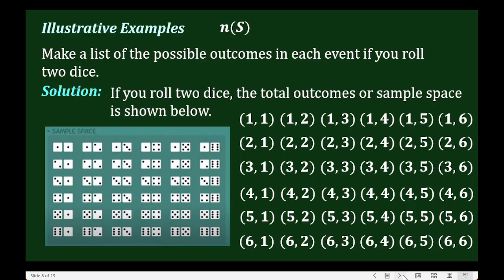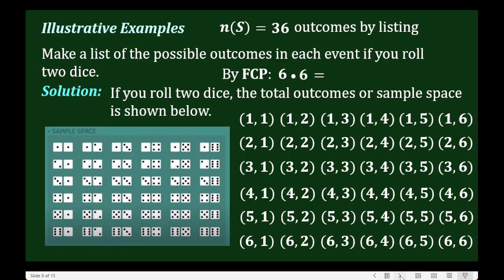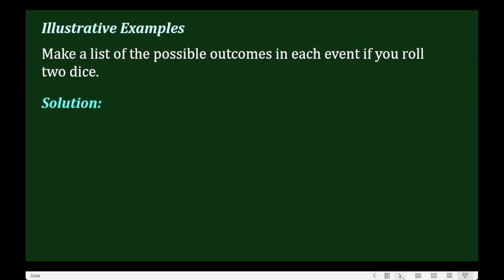So the number of elements in the sample space, which is n of S, is equal to 36. And we obtain 36 by listing. Or we could also obtain 36 using the fundamental counting principle. So you just simply multiply 6, which is the number of faces of a die, times the number of faces of another die. So that is also 6, which will give us a product of 36.